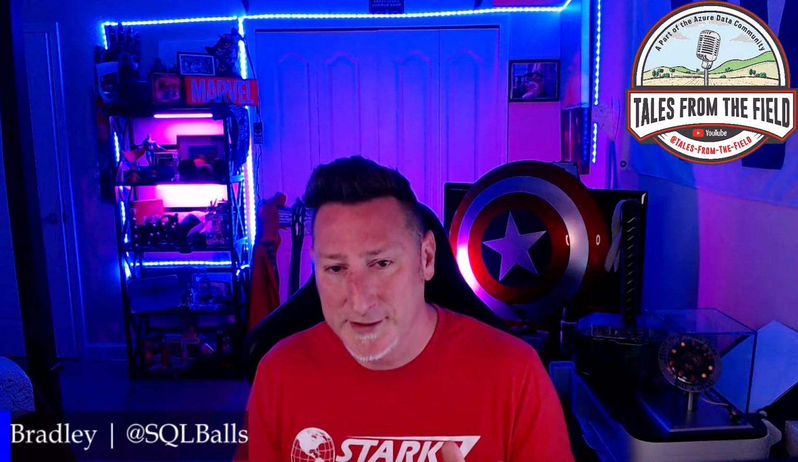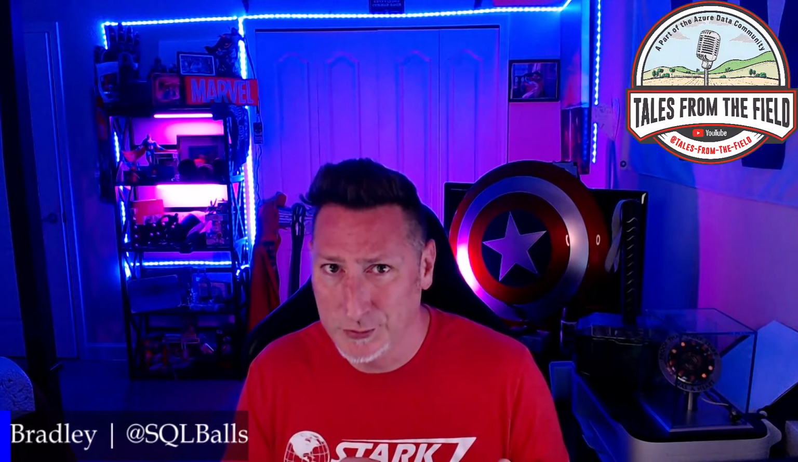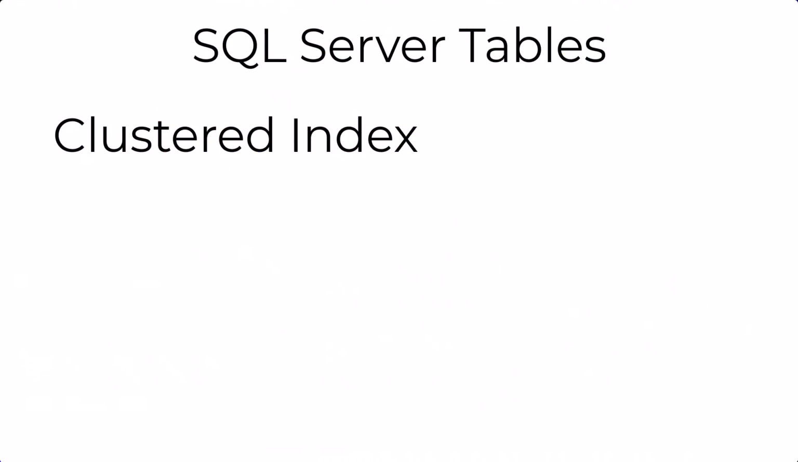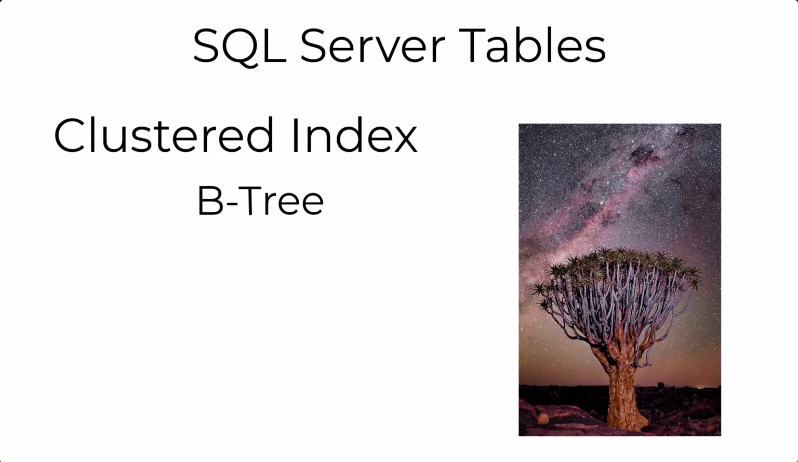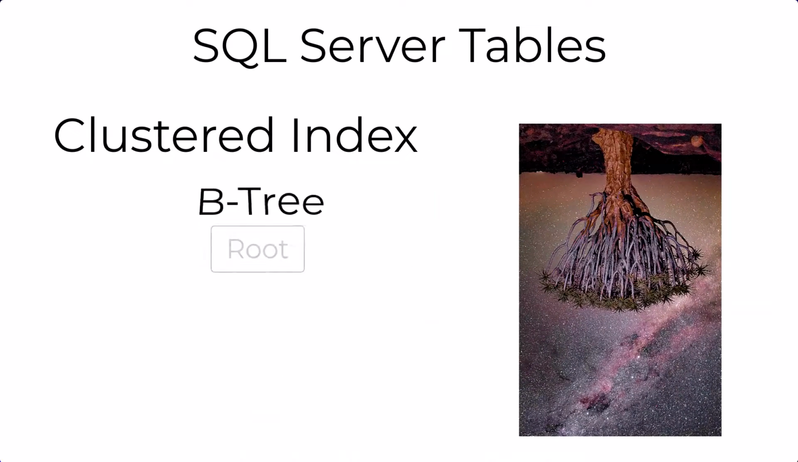But before we get into that, let's talk about what we typically see. Typically, clustered indexes only have one column. We use a structure called a B tree. It's like a tree, but it's flipped upside down. The roots are on top.